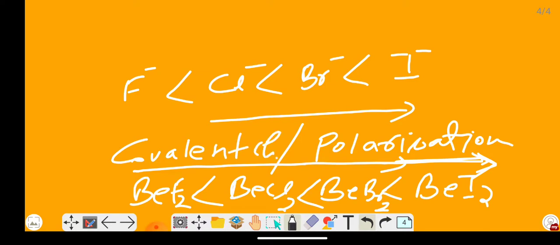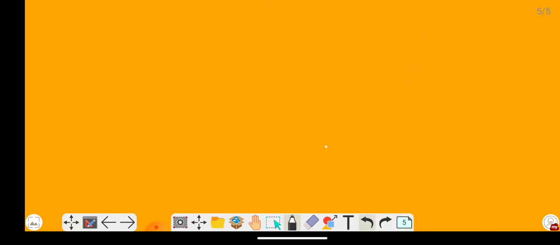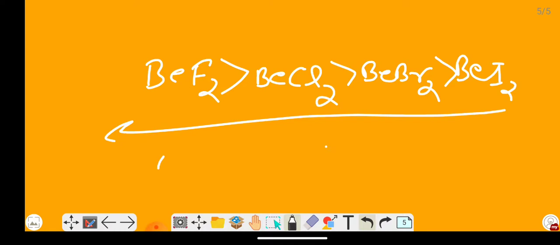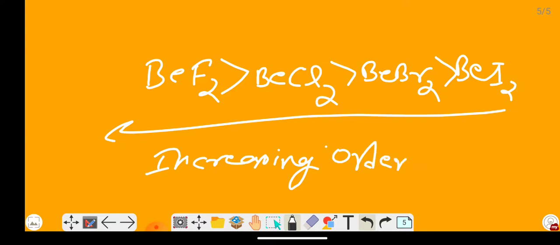If you want to arrange the compounds in increasing order of ionic character, then the order is just the reverse. So this is the increasing order of ionic character.